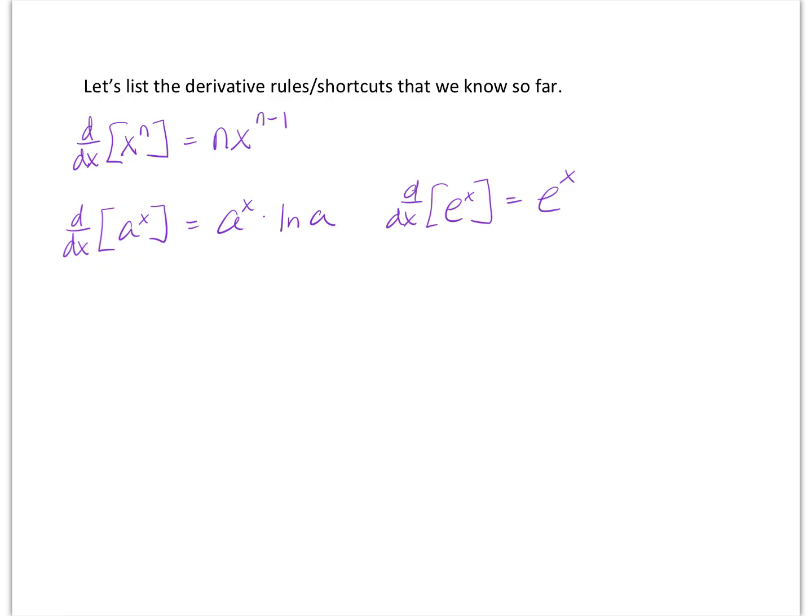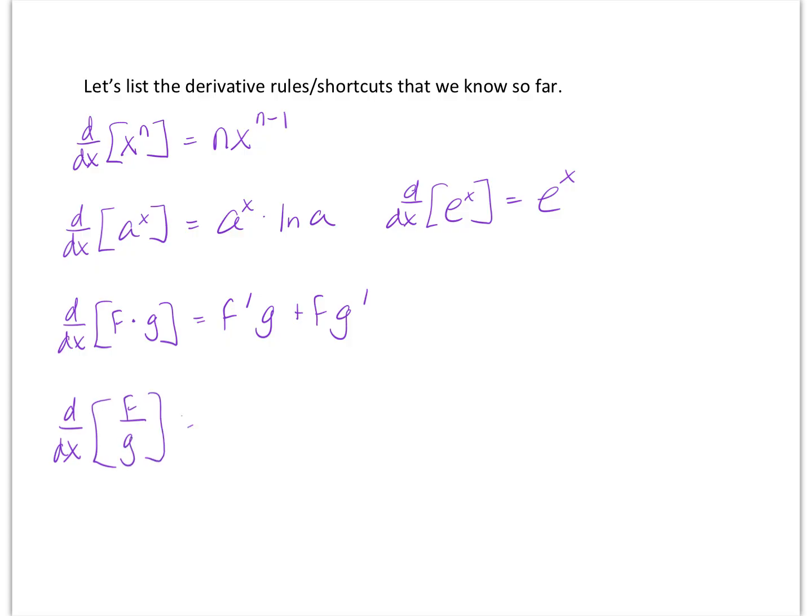Okay, and then we have the product rule that says the derivative of f times g is f prime g plus f g prime. And we have the quotient rule that says that d dx of f over g is f prime g minus f g prime all over g squared.